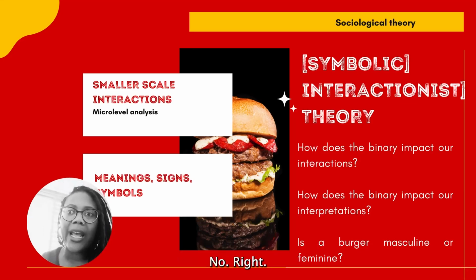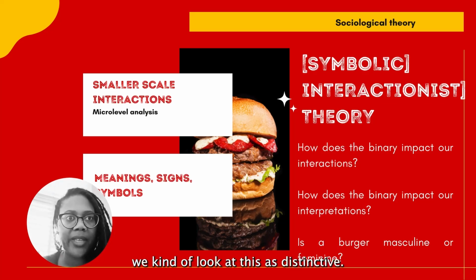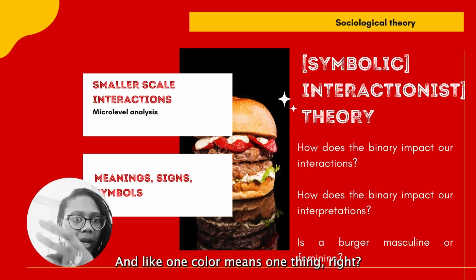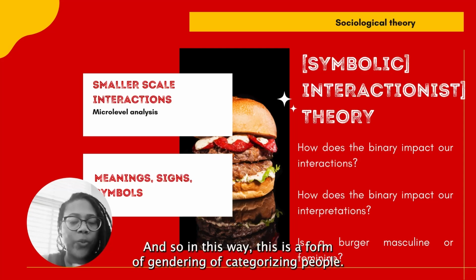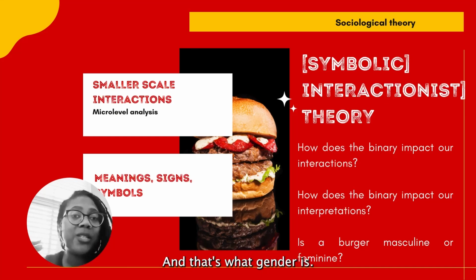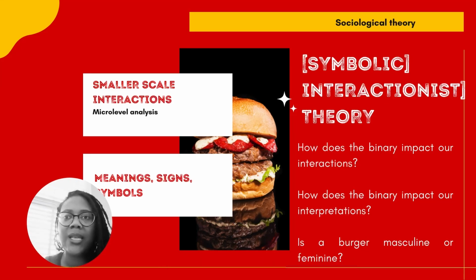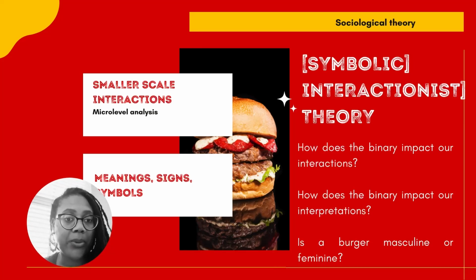No, right? And so a symbolic interactionist would look at this as distinctive, right? And like one color means one thing, and they would start to ask, what do other colors mean and why? And so, in this way, this is a form of gendering, of categorizing people. And that's what gender is. Gender is a set of roles and expectations that have been assigned to a category of people.